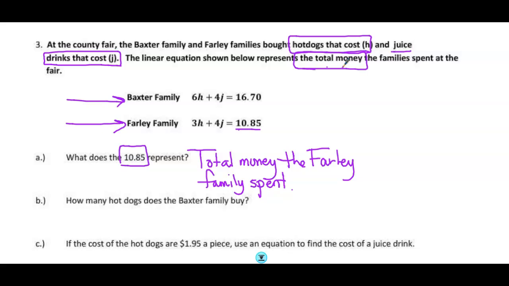Then this one says, how many hot dogs does the Baxter family buy? You have to remember that hot dogs is the H. You go to the Baxter family. H represents the price. So this is the number of hot dogs the Baxter family bought. Because it's 6 times the price, and H was the price. Okay?